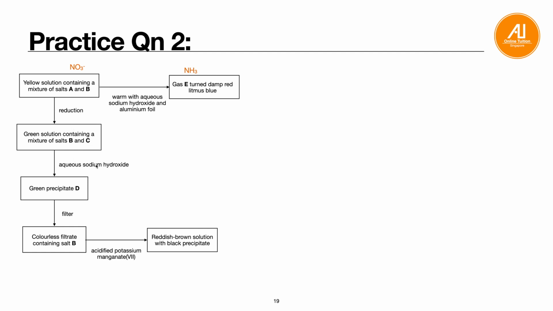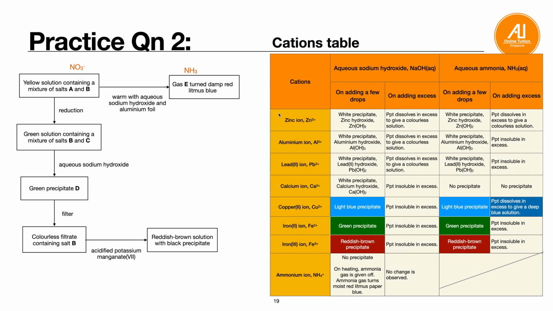Aqueous sodium hydroxide. So same thing again. This one, we mentioned before. When you add aqueous sodium hydroxide, it is to test for cation. So let's come out with the cation table. Green PPT. So which one? Sodium hydroxide, so this column here. So green PPT is this one. Okay, iron 2. So it will be iron 2 hydroxide.